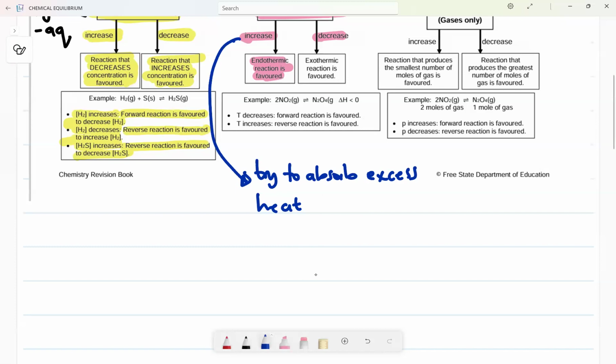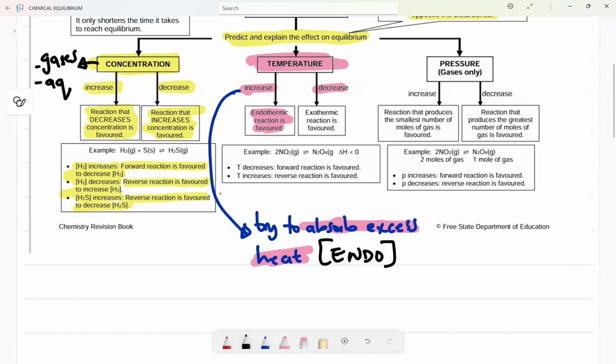Now a reaction that absorbs heat or energy is referred to as what? The endothermic reaction. So an increase in temperature will favor what? An endothermic reaction. Why? Because we will try to absorb the excess heat you are trying to add. Can you not see that we are at equilibrium with our normal heat level? Yes.